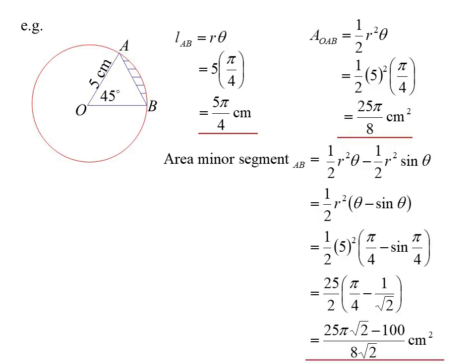Substitute in and we get this, well, it's an exact answer. This is where a science teacher would go crazy because they can't cope with things like that. They go, no, give me numbers. They are numbers. They're exact numbers. But there's our area, 25 pi root 2 minus 100 all over 8 root 2 centimetres squared.